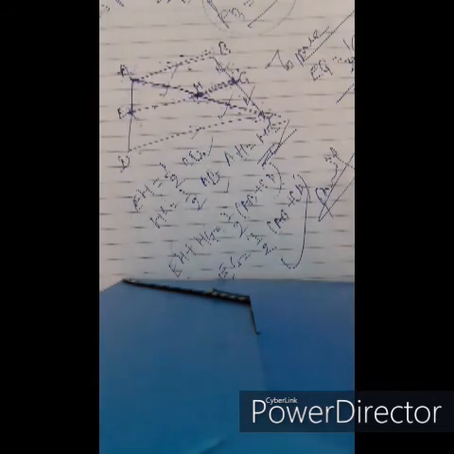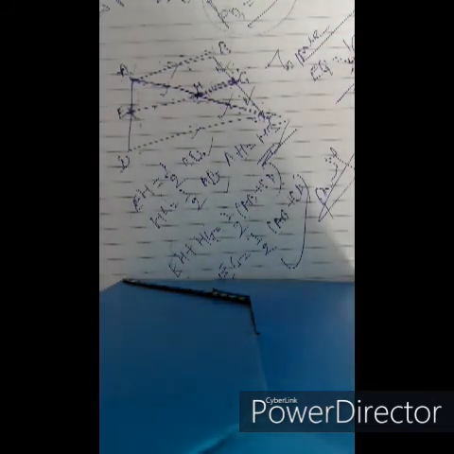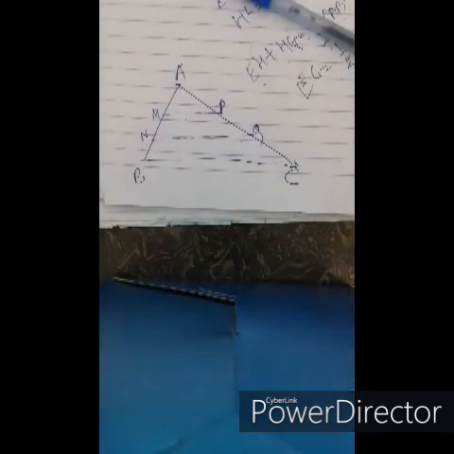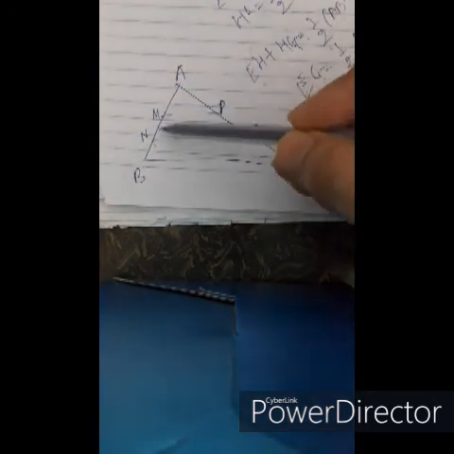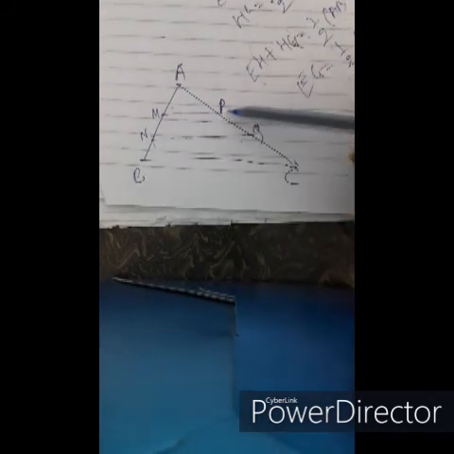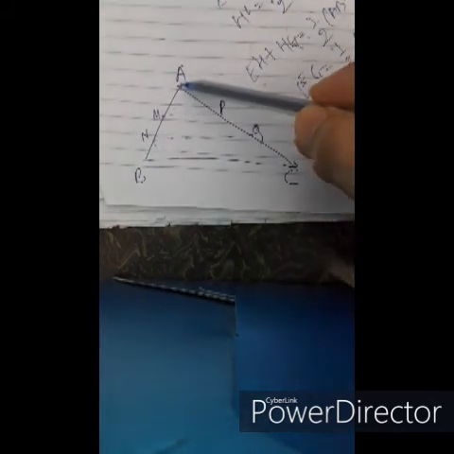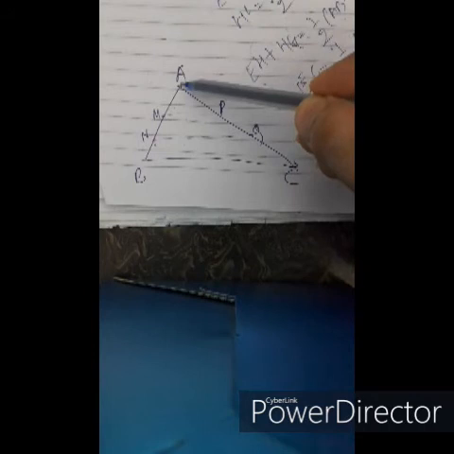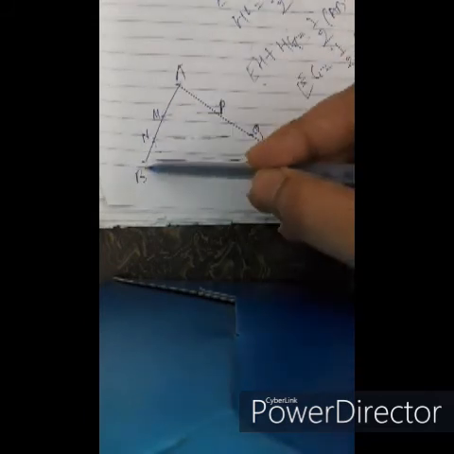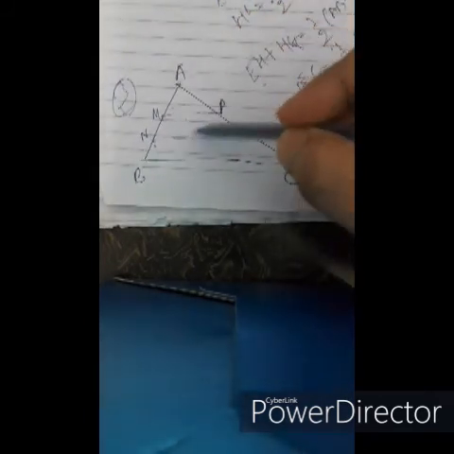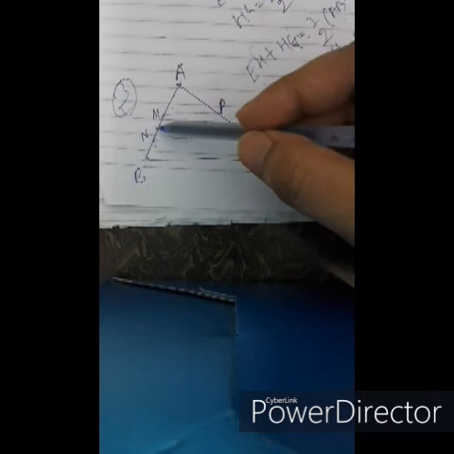I hope you got this problem. Coming to the third part, the last problem. Points M and N divide the line AB of triangle ABC into 3 equal parts: AM, MN and NB.